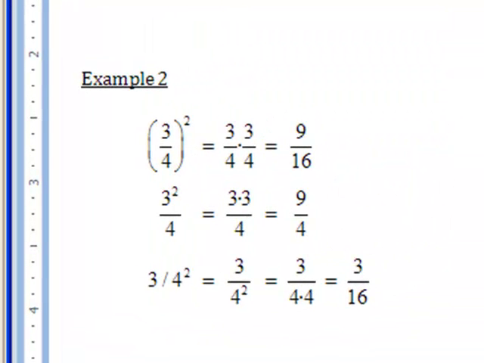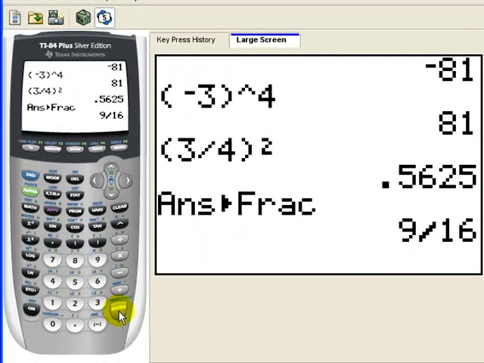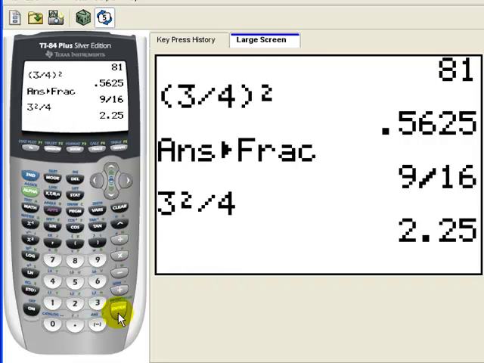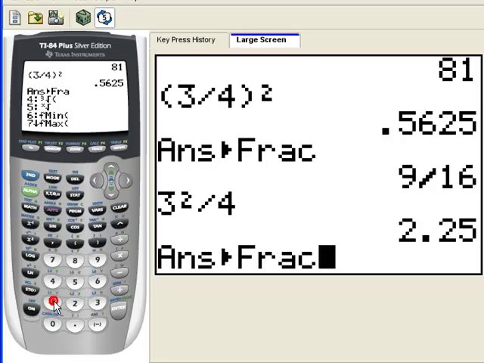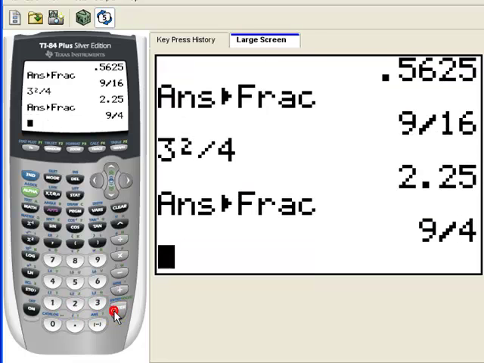Now let's take a look at the next part of example 2, where we have 3 squared over 4. In this case there are no parentheses. We can just simply enter 3, and we want to square that, and we want to divide by 4. Notice that this is squaring only the top number and not the bottom number. In the first example, 3/4, we squared the 3 and the 4 essentially to get 9/16. Now we're squaring only the 3. We get 2.25. Again, to convert that to a fraction, we'll press Math. We will choose option 1, and we will press Enter. And that gives us the answer of 9/4.